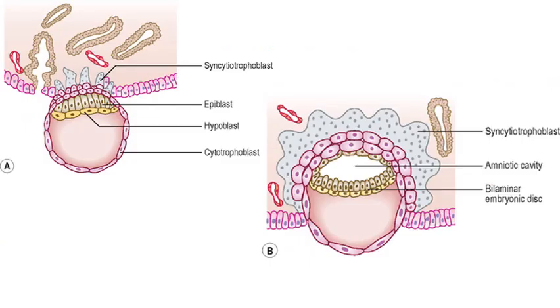Number 1, the first step will be formation of the embryonic disc. So, we had initially the inner cell mass. That inner cell mass will get reorganized to form a flat disc shaped structure which we refer to as the embryonic disc or the germinal disc.